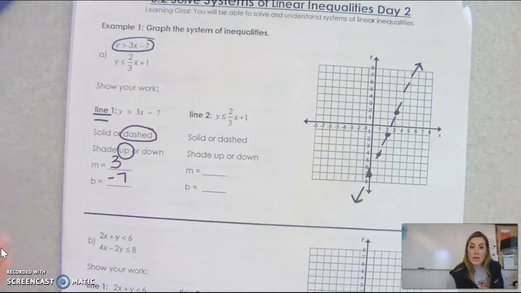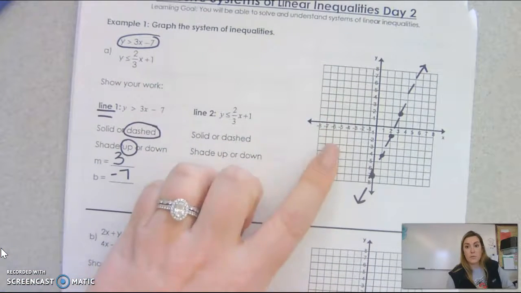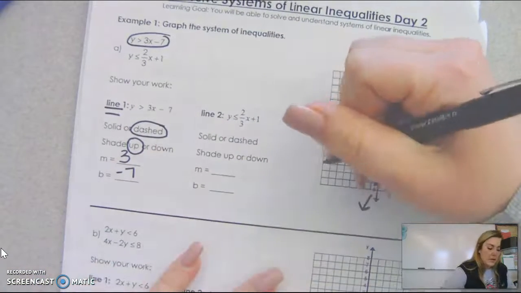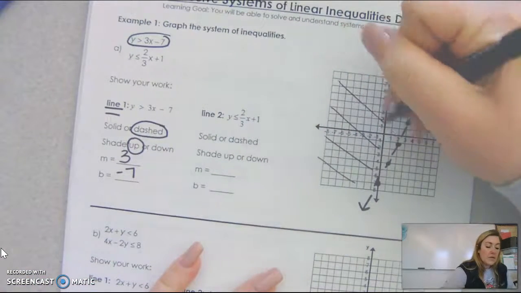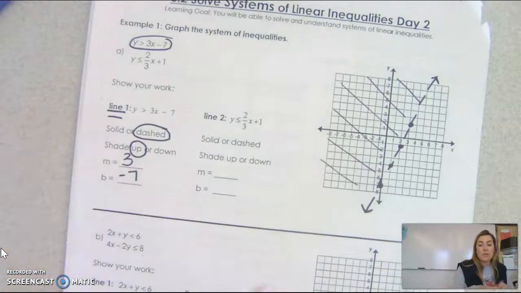And then it says that I need to shade up. So if I want to shade up, I need to decide this way or this way. Well, I know that up is above, so I'm going to shade here. Now, since I haven't drawn my other line yet, I don't want to shade like crazy because I want to be able to see where I'm graphing my second line.